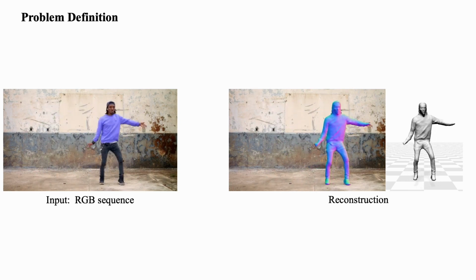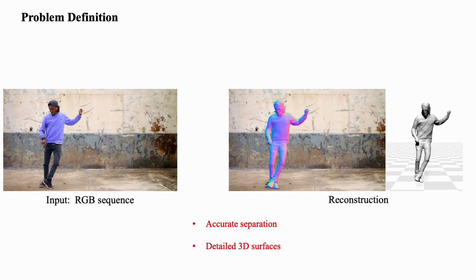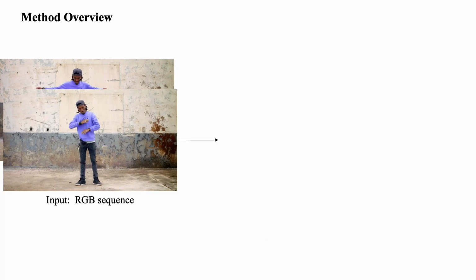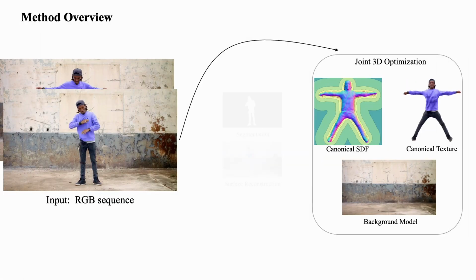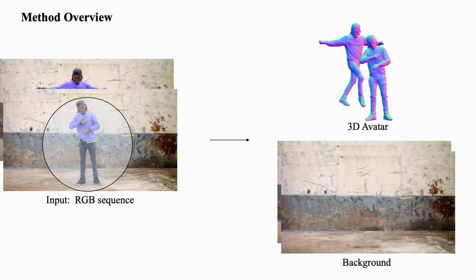To solve this problem, one must accurately separate humans from arbitrary backgrounds, and one must recover detailed 3D surfaces from highly ambiguous inputs. Our method solves this problem by casting the problems of segmentation and surface reconstruction as a joint 3D optimization problem over the entire sequence. To disentangle the background from the dynamic scene, we model both as composited neural fields. Our method then learns the detailed 3D avatar and the background field jointly, without reliance on external segmentation tools.